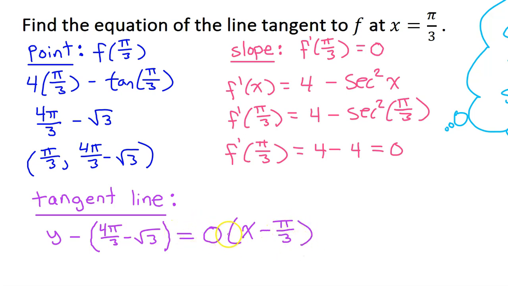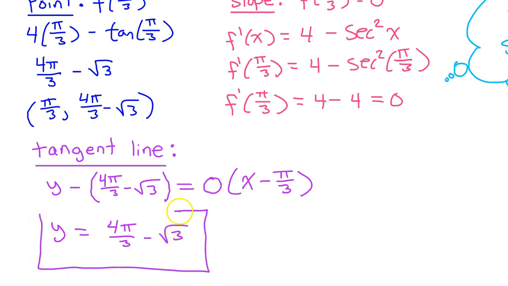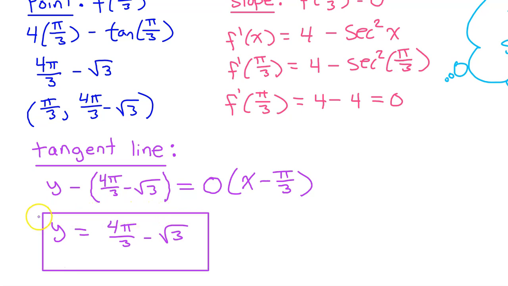Alright, it feels silly to leave it like this because multiplying by 0 is just 0. So this whole side is really gone. So it makes more sense to wipe this out and then move this to the other side. So we would get y equals 4 pi over 3 minus radical 3. And if this was a multiple choice question, this is what you would most likely see. But what we had right here, including the 0, is also a full credit answer on a free response question.